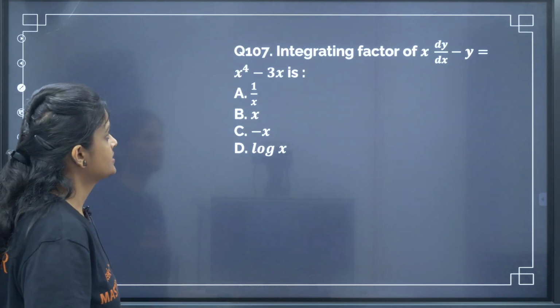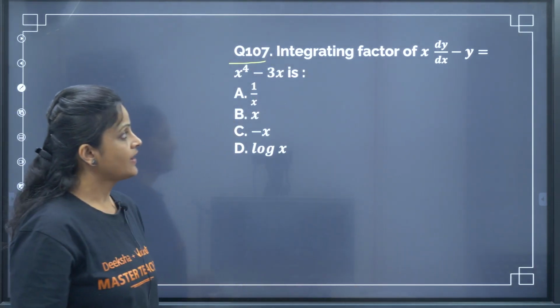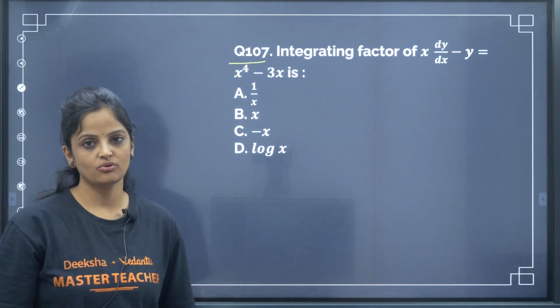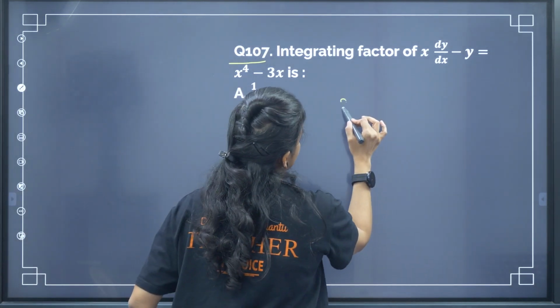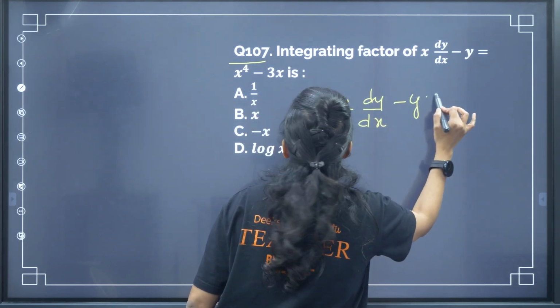Okay. Next question. 107th question. Integrating factor of x into dy by dx minus y is equal to x power 4 minus 3x. It is not in the proper form. You have to take it in the proper form.